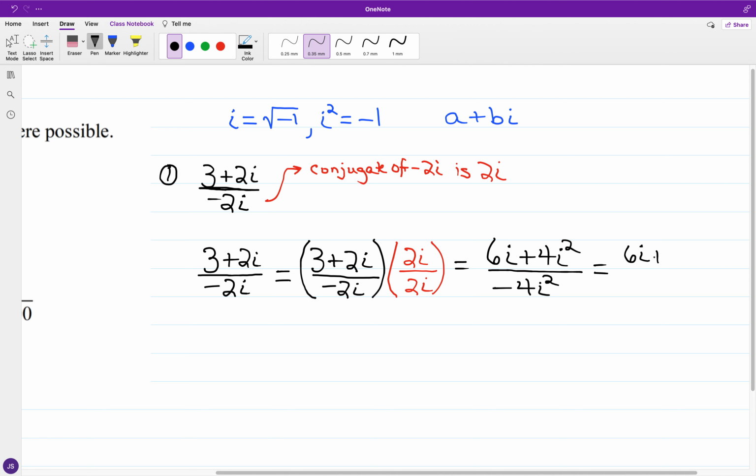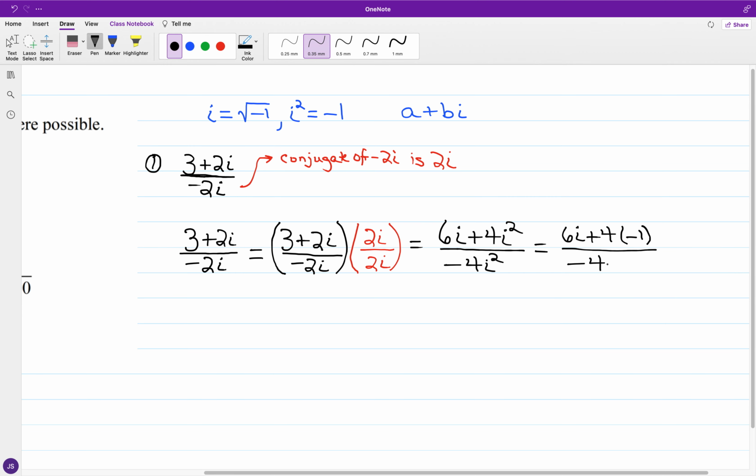So taking care of the squares of i, in the numerator we have 6i plus 4 times negative 1. In the denominator, I have negative 4 times negative 1. Looking at what we have now, we have 6i minus 4, all over negative 4 times negative 1, so over 4. We're getting closer to establishing standard form.